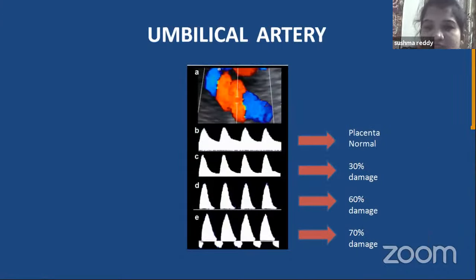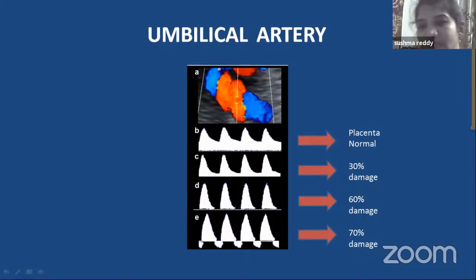Umbilical arteries, all of us know, transform from a normal umbilical artery to reduced end diastolic flow, to absent, to reversal. But when does this happen? The first change happens only when there is 30% damage to the placenta. If it is less than 30% damage, the umbilical artery diastolic flow still remains normal. Only after 30% damage does umbilical artery end diastolic flow reduce.